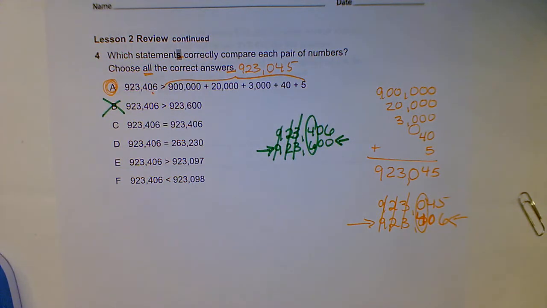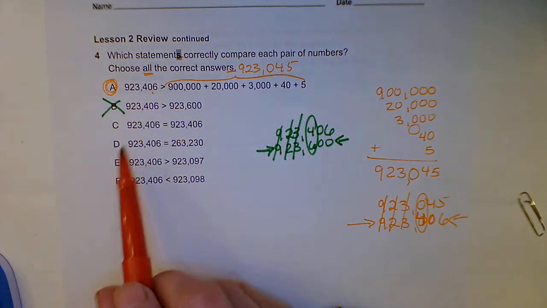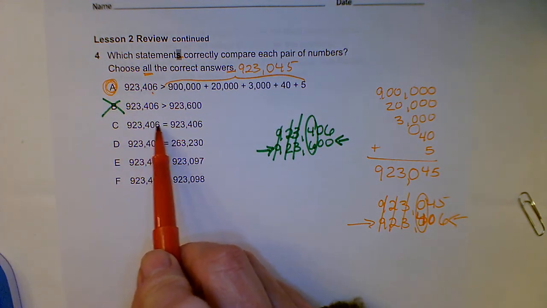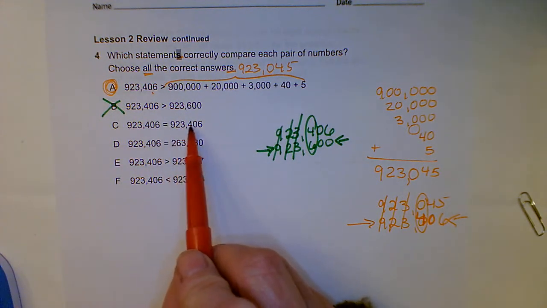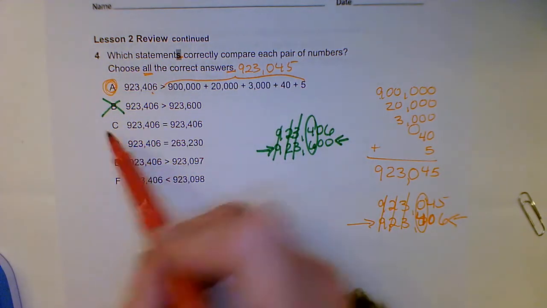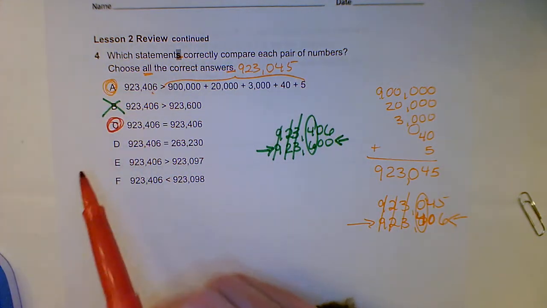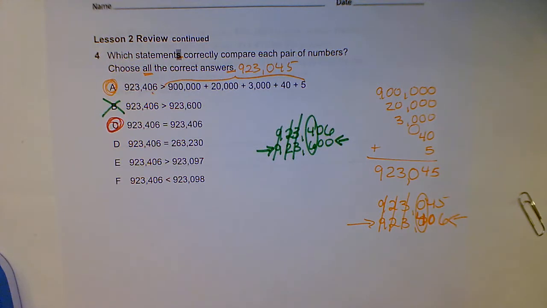Okay, let's look at C. So for C, it says compare 923,406 with 923,406. They're the same. I just said the same number. You could stack them if you wanted to, but if you read them and they're the exact same number, I think it's pretty safe to go ahead and circle it.